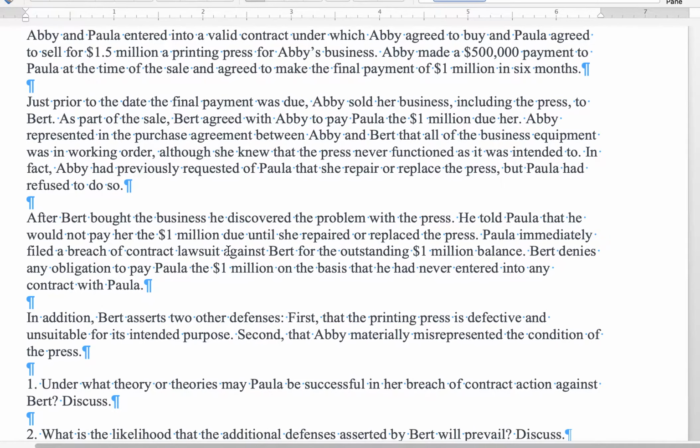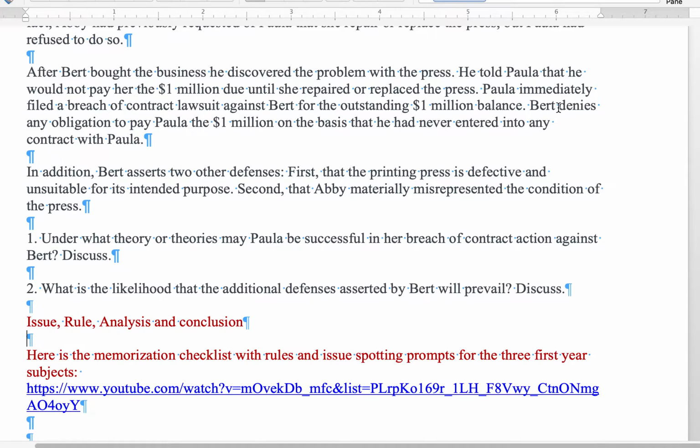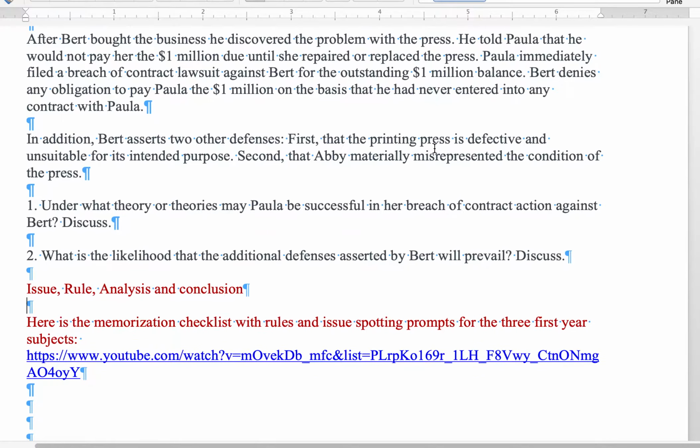After Bert bought the business, he discovered the problem with the press, yada yada. Okay, we read this already. Bert denies any obligation to pay Paula. Right.